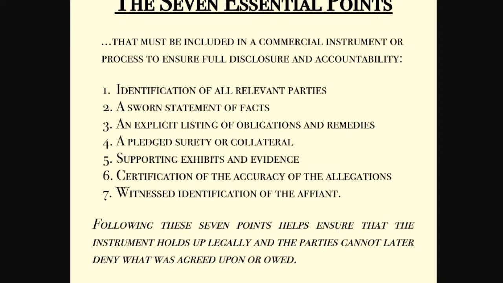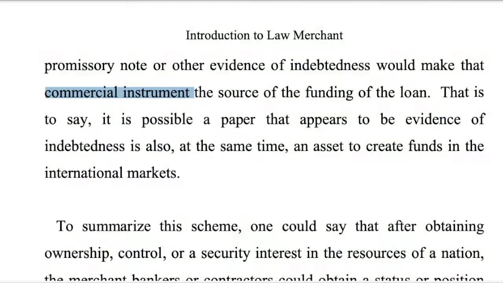So we have someone witnessed identification of the affiant. The following 7 points help ensure that the instrument holds up legally and the parties cannot later deny what was agreed upon or owed. So this is what constitutes the 7 essential points of a commercial instrument to ensure full disclosure and accountability. So with this, we have something that could be considered the evidence they're speaking of in here. So let's get back to the text here.